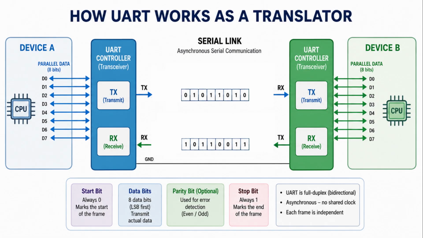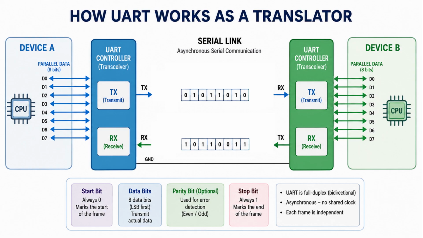Inside device A, the CPU may have a complete byte, for example, 8 bits available in parallel. The UART controller takes those 8 bits and converts them into a serial stream. Instead of sending all 8 bits at once, it sends them 1 bit at a time. The stream comes out through the TX line. It travels to device B's RX line. Device B's UART controller receives those bits and converts them back into parallel data for its CPU. And the same thing happens in the opposite direction. Device B can transmit through its TX line and device A can receive through its RX line.